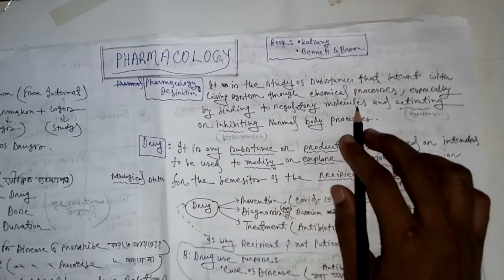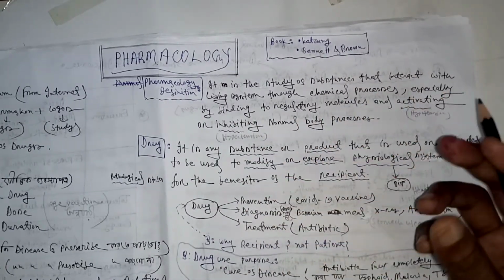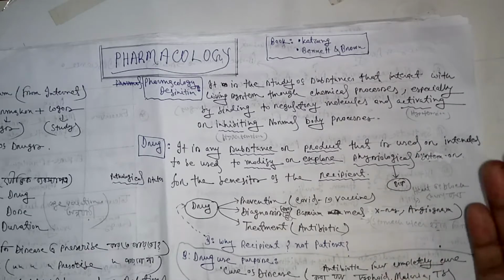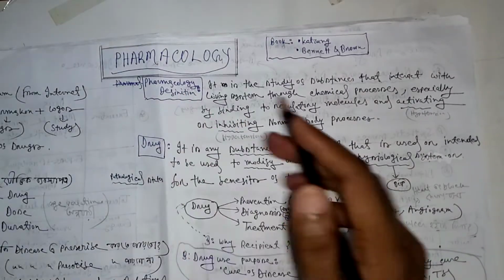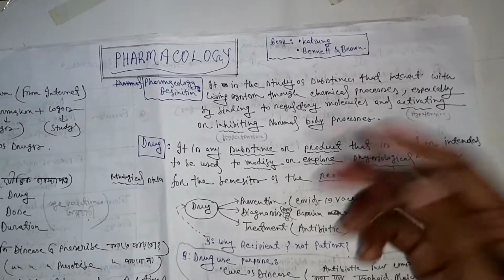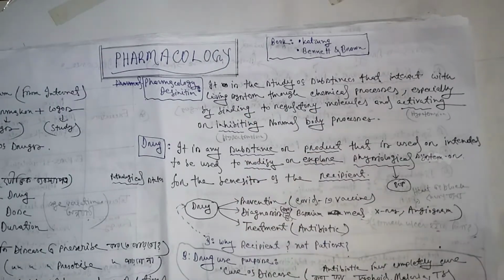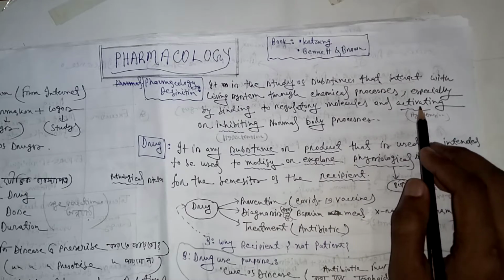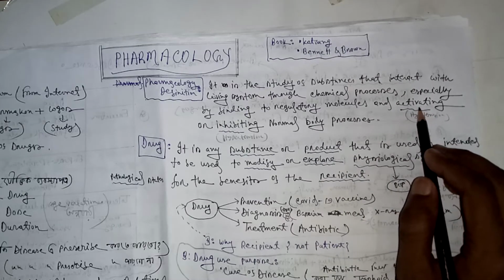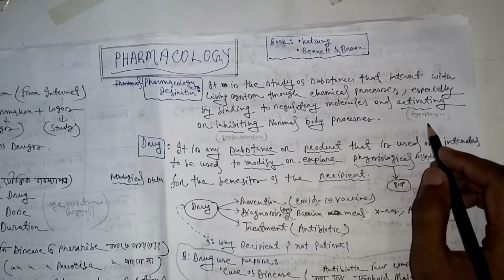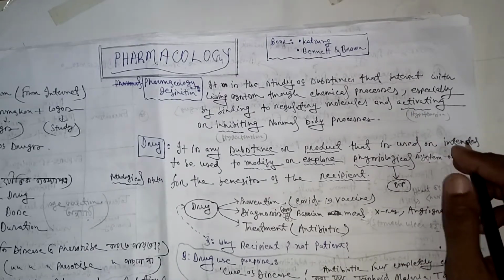Binding to the regulatory molecules means the drug will first go to its site of action, because each and every drug has its separate site of action. Then it will bind to its regulatory molecules, and it will do one of two things: either activate or inhibit.